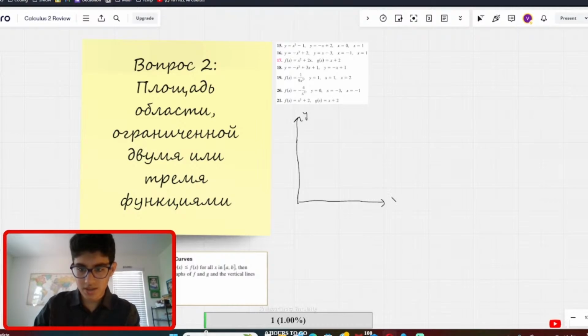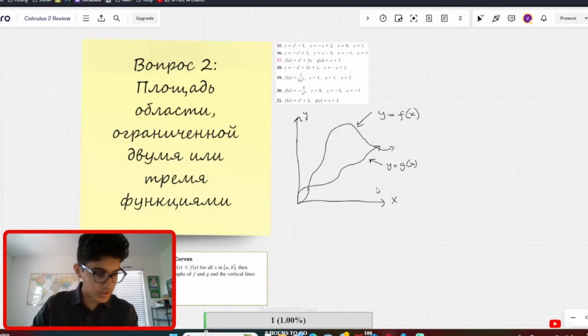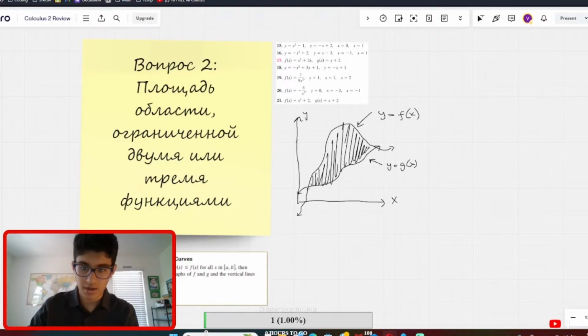Let's say this is the y-axis, this is the x-axis. Let's say this function here is y equals g of x. And then we'll say this function over here is y equals f of x. If you want to find the area between these two, what are you finding? You're basically finding this area, right? Like this black colored in area.